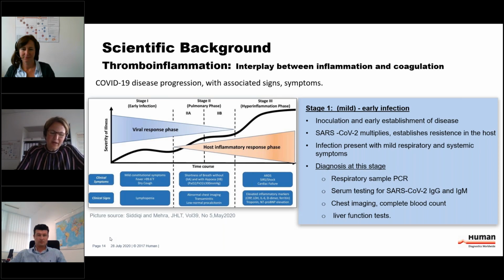The diagnosis at this stage includes, for example, respiratory sample PCR, serum testing, SARS-CoV-2 IgG and IgM tests, blood count, and liver function tests. And in patients who can keep the virus limited to this stage of COVID-19, the prognosis and the recovery are excellent.